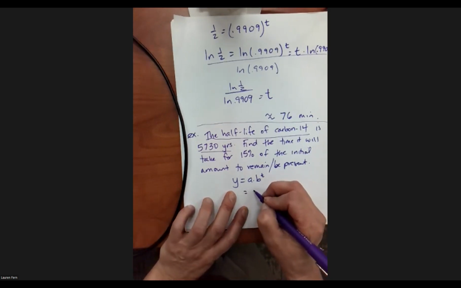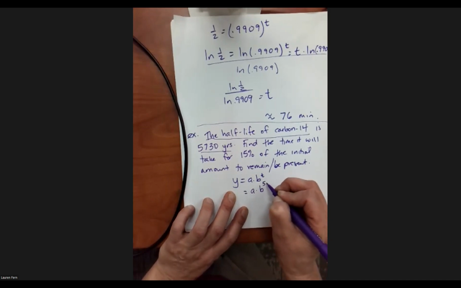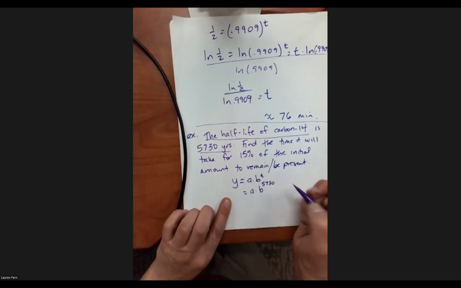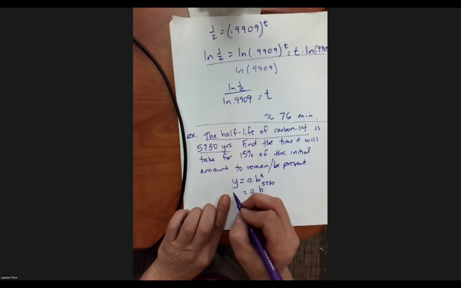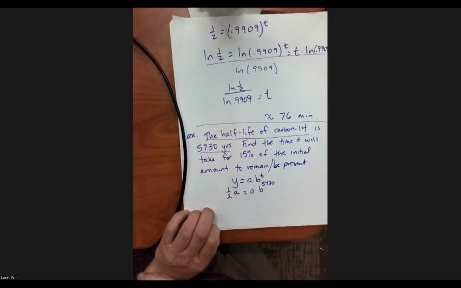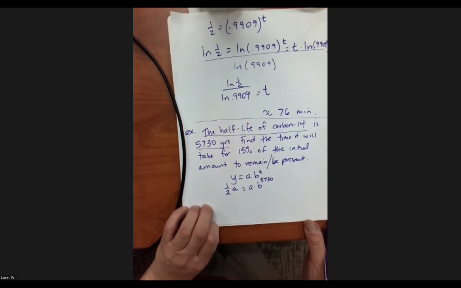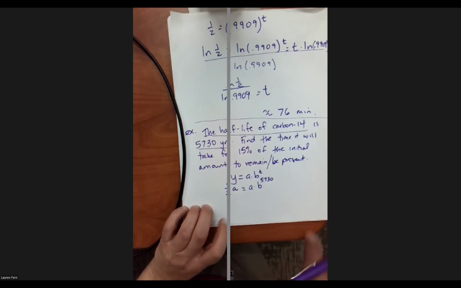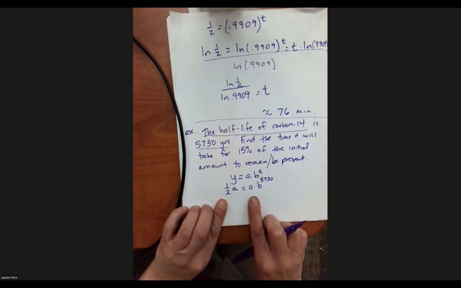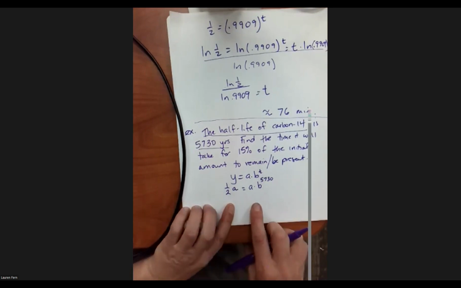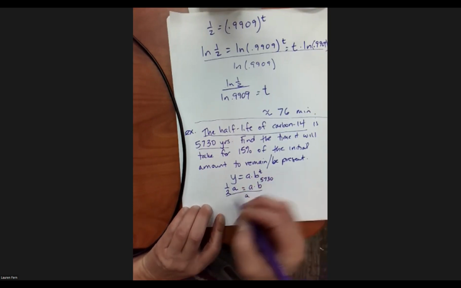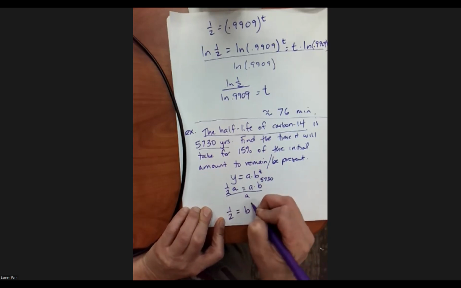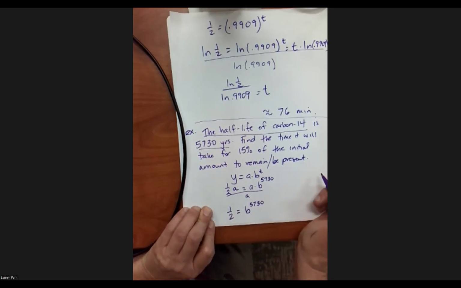In other words, when t is 5,730, how much of our substance remains? By definition, isn't that 1/2 of the initial amount? Remember, of in math is multiply. Do you see how I got this? Cool. Well, we need to solve it. Do you see how we have an A on both sides? We can divide both sides by A. So aren't we solving 1/2 is B to the 5,730 power?